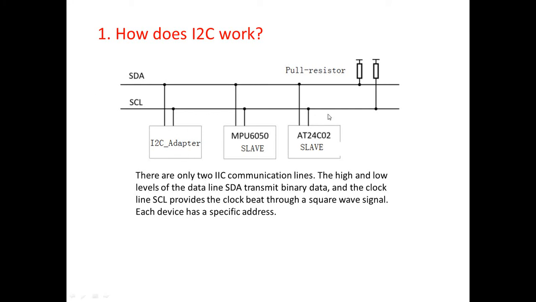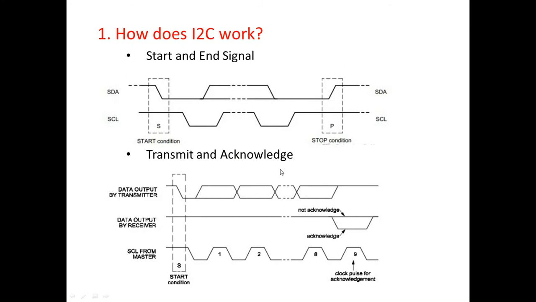Except for this, you see, on the two lines there are three devices. The first is one I2C adapter. The others are two slaves. Okay. So just now we talked about the basic transfer unit being eight bits. Why? Let's talk about this.